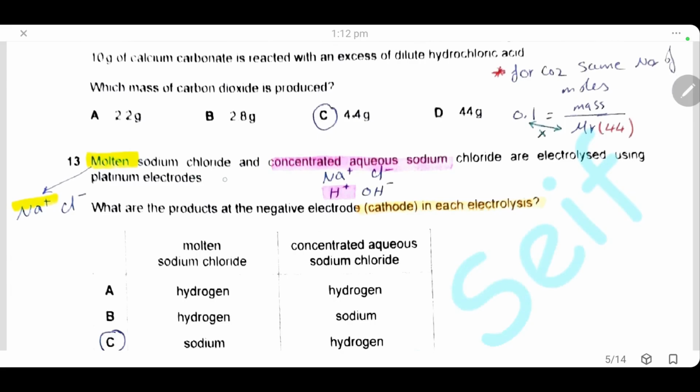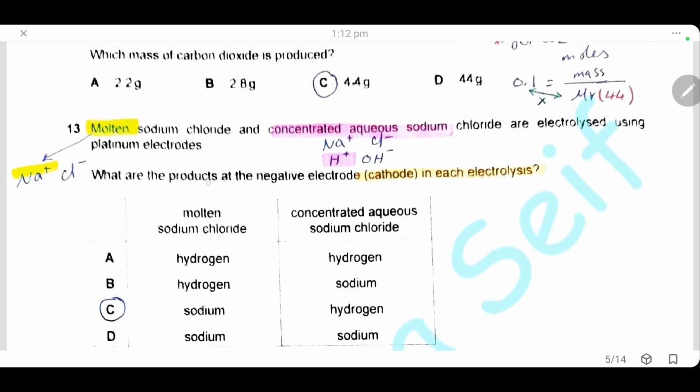Question 13. Molten sodium chloride and concentrated aqueous sodium chloride are electrolyzed using platinum electrodes. Which are the products at the negative electrode, at the cathode, in each electrolysis? In the case of molten sodium chloride, we have only sodium ions and chloride ions. But in the case of concentrated aqueous sodium chloride, we also have H+ and OH- because of the presence of water.